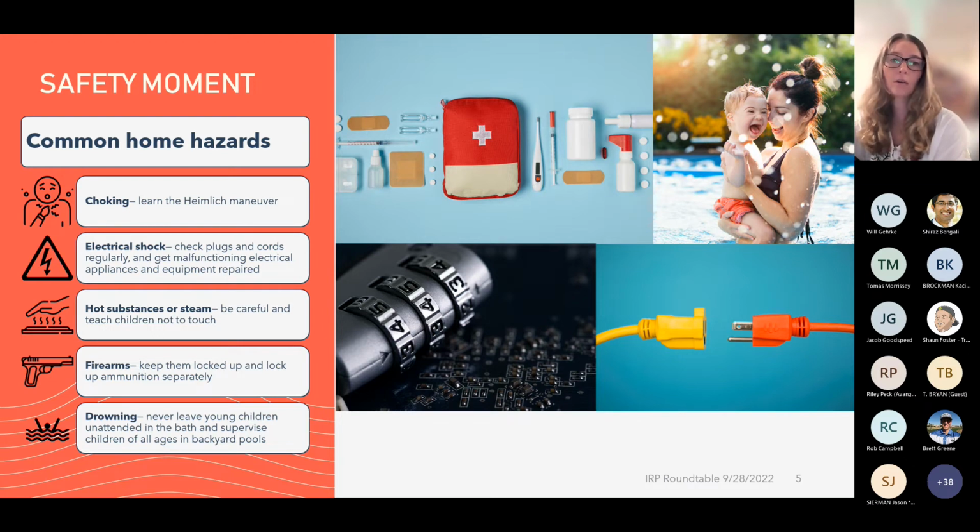Make sure you keep firearms locked up and lock your ammunition in a separate location. And then don't leave young children or pets unattended if you're giving them a bath, and make sure that you have supervision in your backyard water spaces. It's a big thing in the summer because of COVID. A lot of people got backyard kiddie pools. So that's our safety moment.